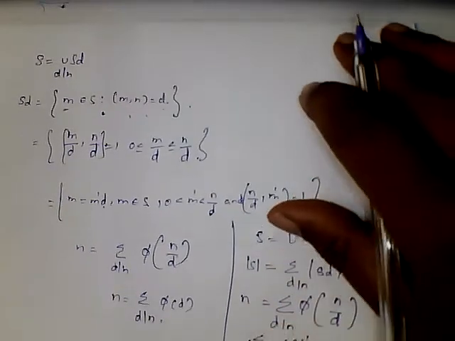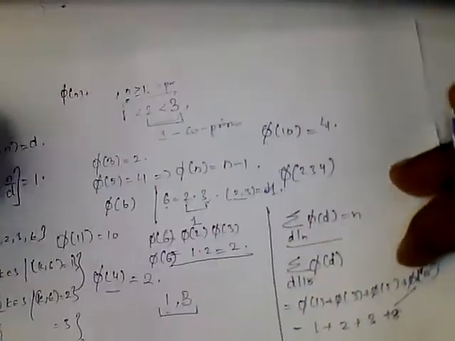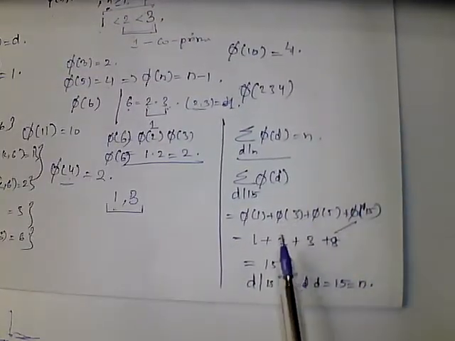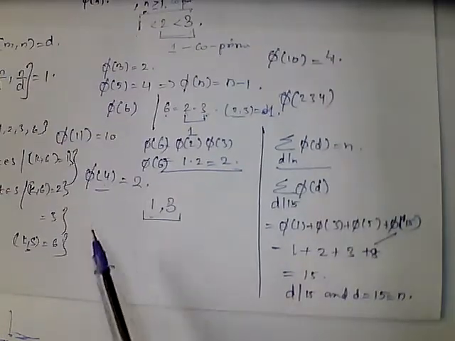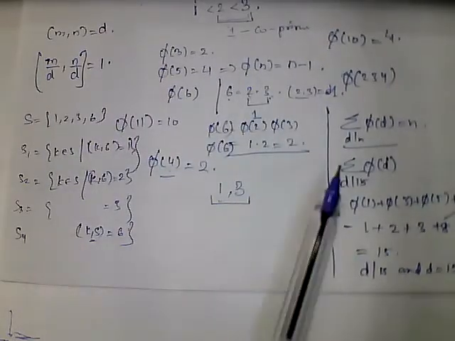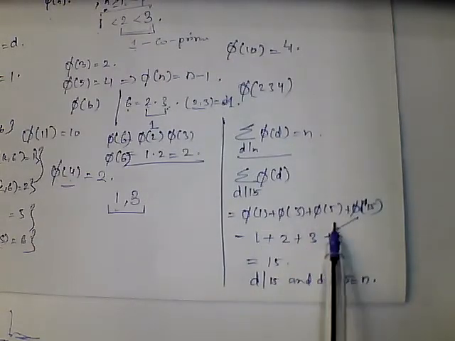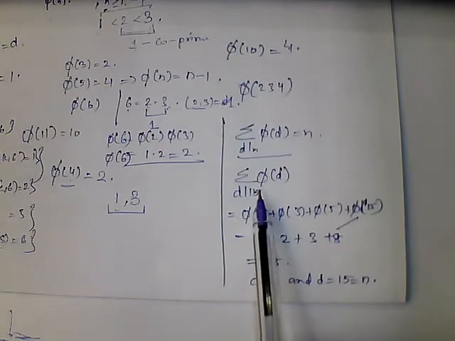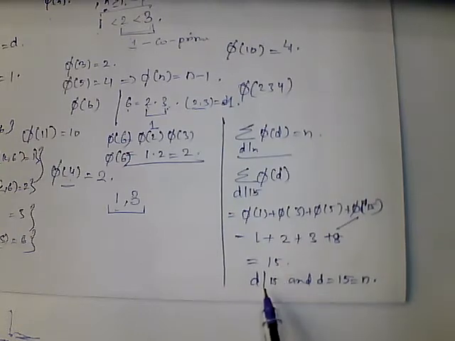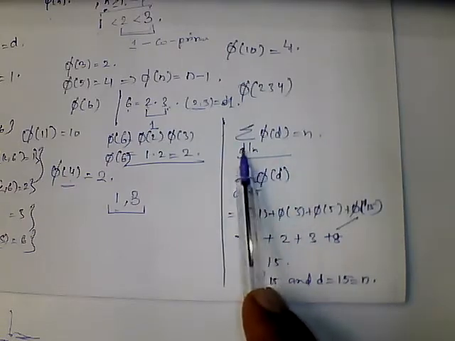I don't know if I'll be able to explain it to you correctly or not, but we got this. Now you can refer to the example. These are the S values, that is 1, 2, 3, 4, and from this we get 1, 3, 5 and 15. If we have this phi of d, we get the sum of phi of d equal to the number of d's, sum of d's equal to number of d's.